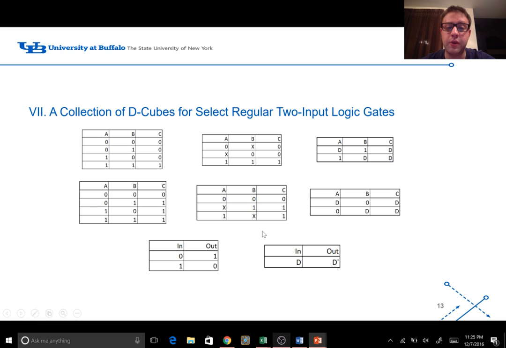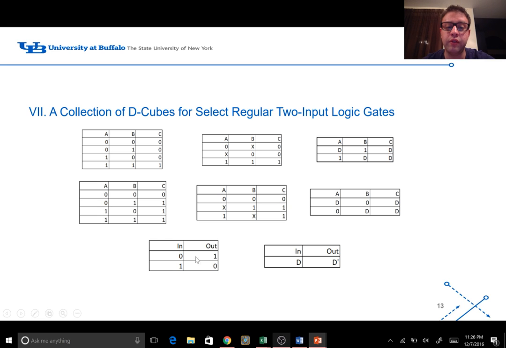The next line is a repeat of our OR gate situation that we've already seen. We saw the D cubes, D0D and 0DD. And then finally, this is for a NOT gate, or just a simple inverter buffer. 0, 1, 1, 0. If you have an input of D, you have an output of the inverse of D.